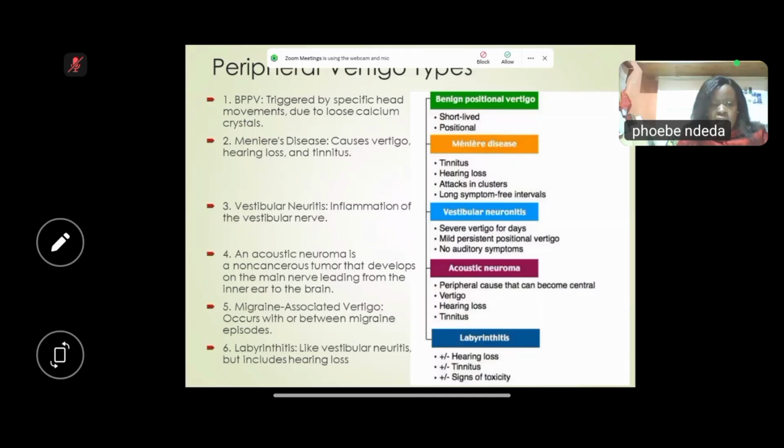Then that one, an acoustic neuroma, is accompanied by peripheral causes that can become central also. You have that vertigo, you also have hearing loss and tinnitus. Then labyrinthitis has those features. It has hearing loss, it has tinnitus, and also signs of toxicity.